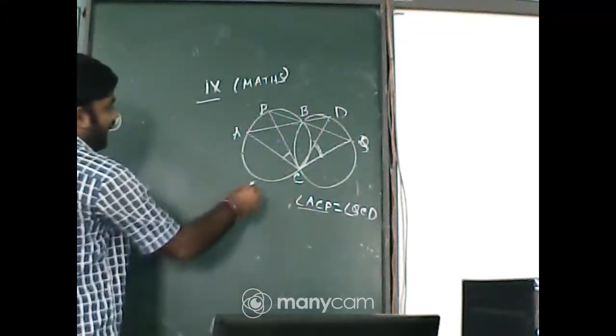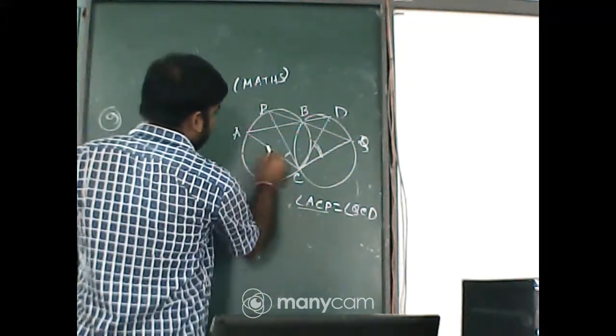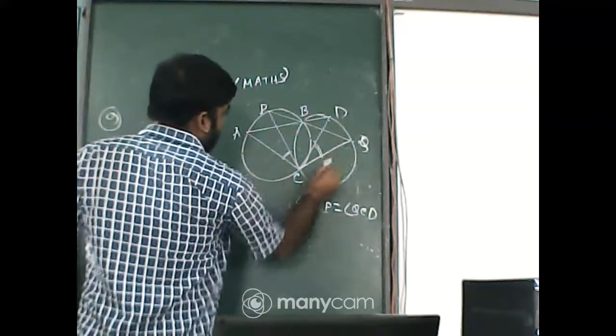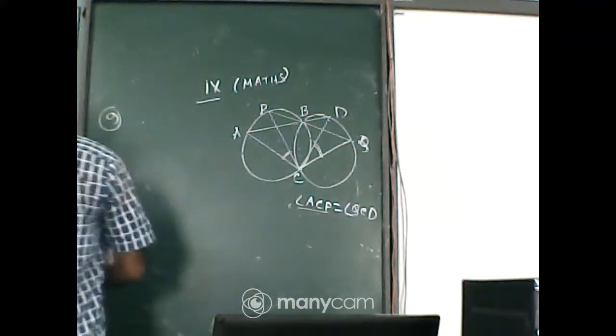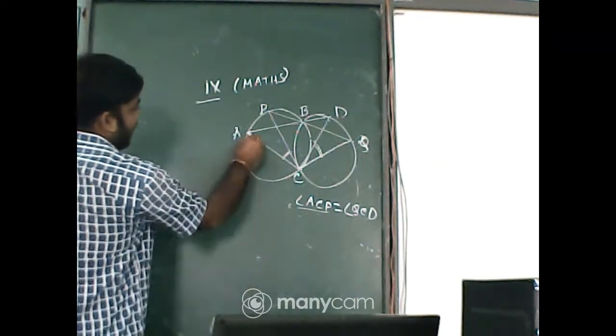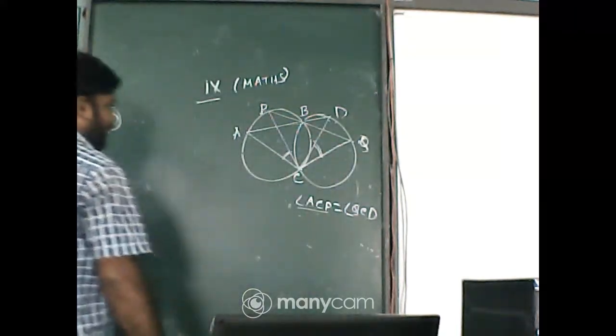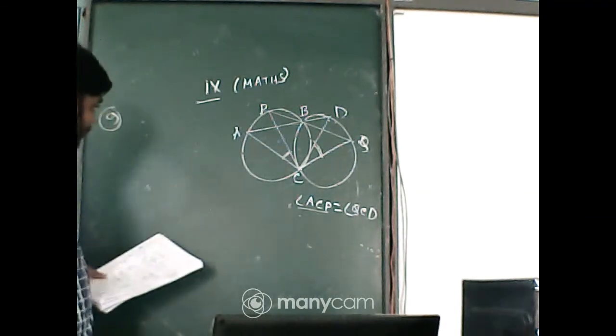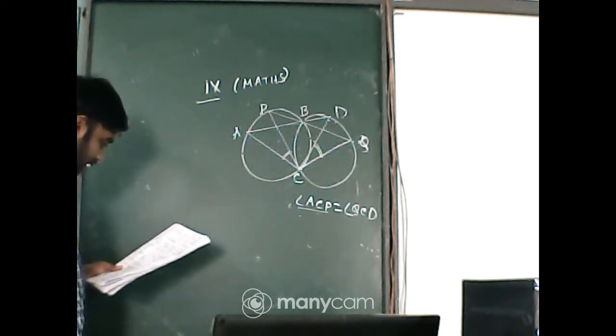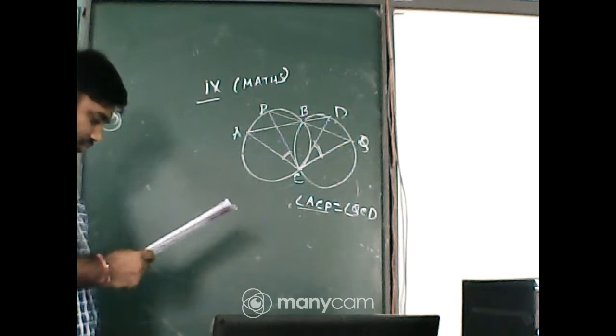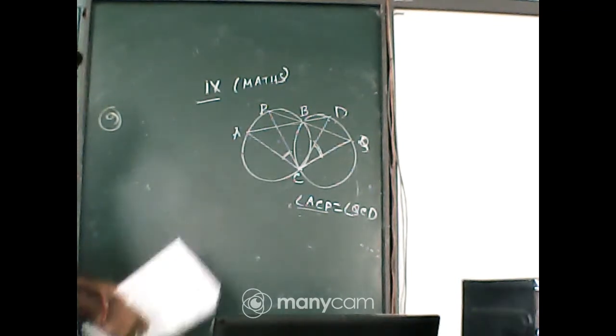Now we have to prove that angle ACP equals angle QCD. So I have joined AC, PC, CQ and DC, and AP and DQ. Now how can I prove?